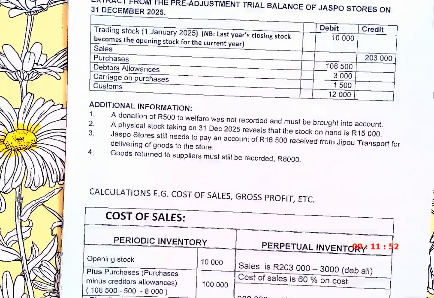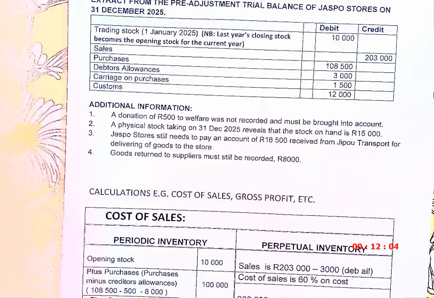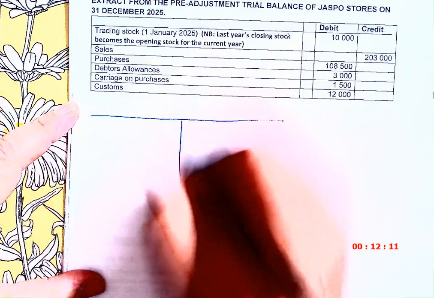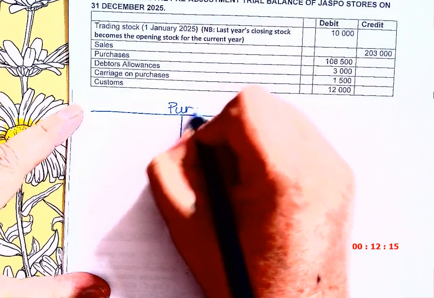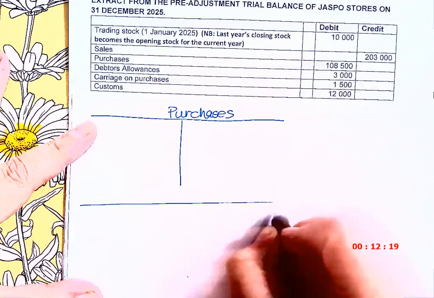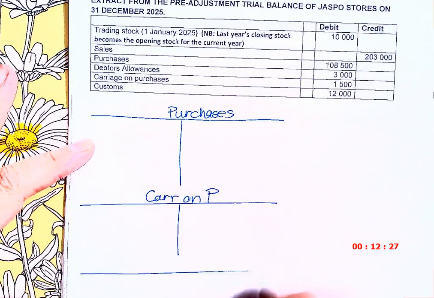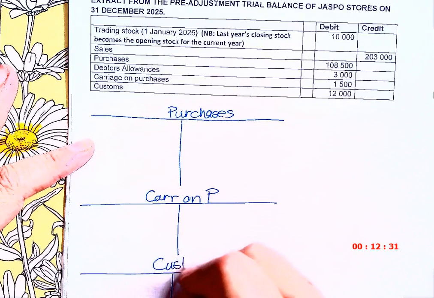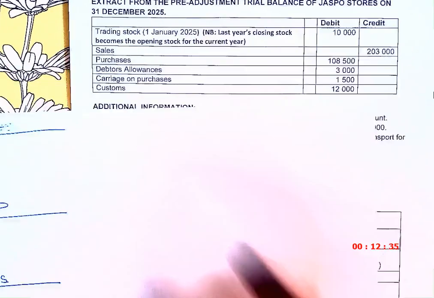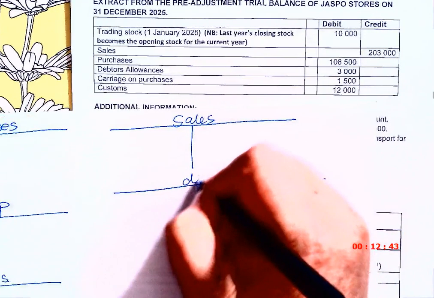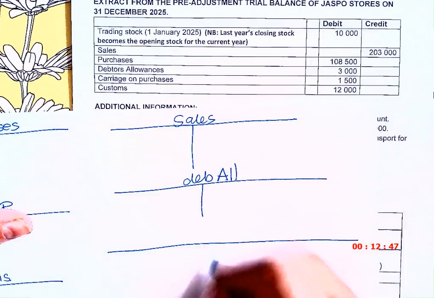Okay. So there's your first example. I want you to draw a T, you can do it roughly somewhere, for purchases, carriage on purchases, customs, sales, debtors allowance, and then I want the trading account.